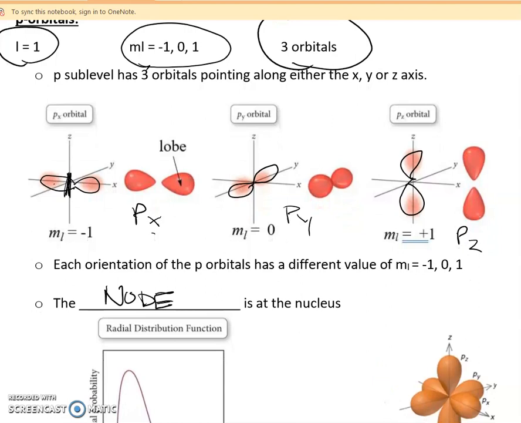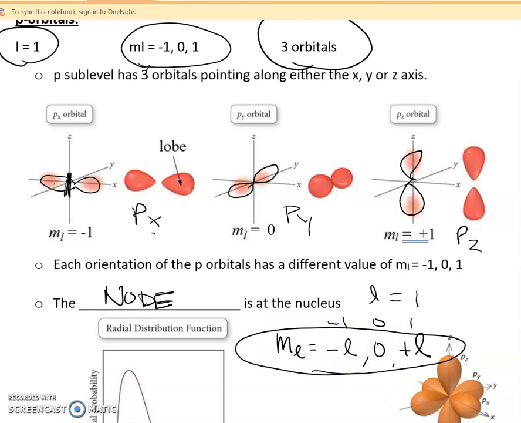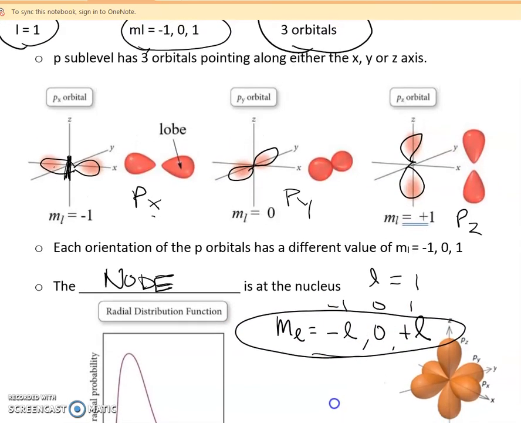And if you recall in the video when we talked about m sub l, to find m sub l, you go minus l through 0 to plus l, and that's what we do here. So if you know l is 1, you just start counting: minus 1, 0, and 1. And that's how you figure out all of your m sub l's. And then you match it up. P has 3 orbitals, so it should have 3 orientations.